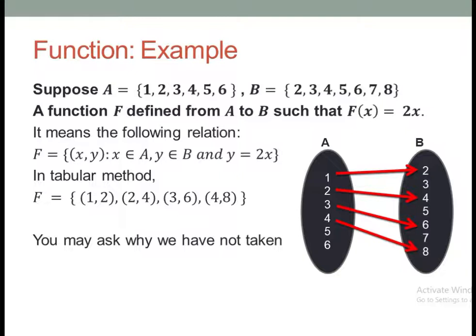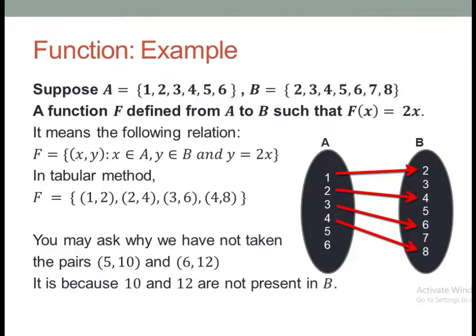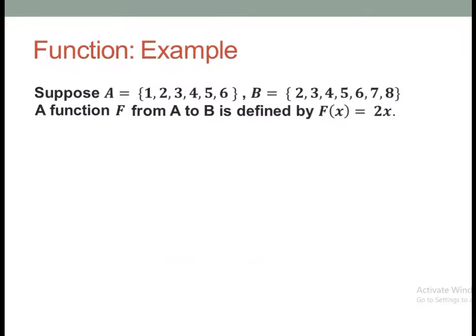You may ask why we have not taken the pairs (5,10) and (6,12). I think you got the answer. It's because 10 and 12 are not present in B. Now we are going to have another example. From the previous example we get A is equal to {1, 2, 3, 4, 5, 6}, B is equal to {2, 3, 4, 5, 6, 7, 8}, and a function f from A to B is defined by f(x) = 2x.